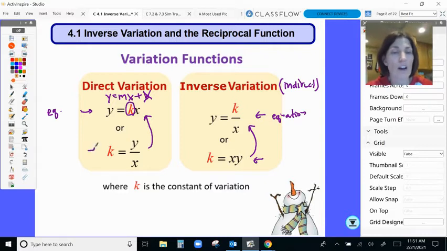So that's how I find my constant of variation. In inverse, it's x times y. In direct, it's y divided by x, where k is a constant of variation. We talked about this in direct variation. This is basically a line, an equation of a line that passes through the origin, 0, 0. This one is going to be different. We're going to learn how to graph this in our next video.